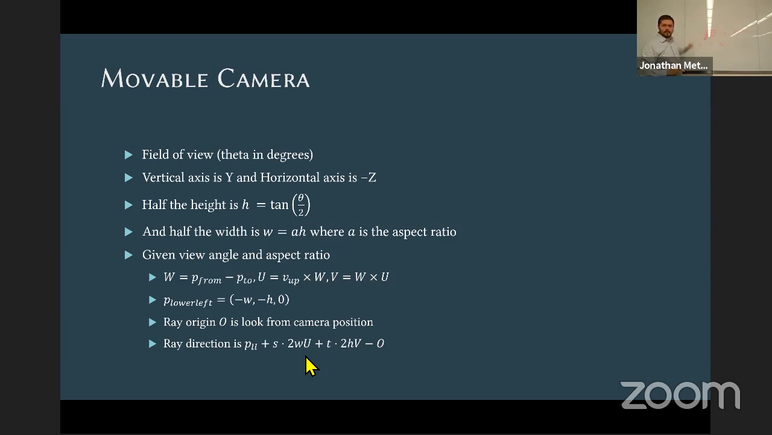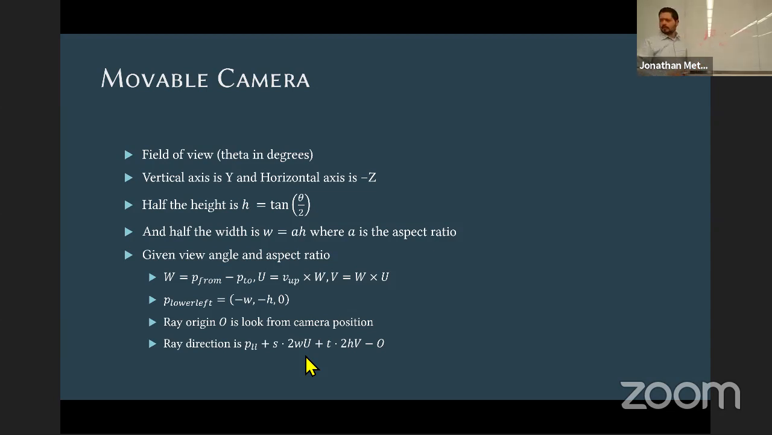I'm getting that. The part that I'm missing is when you start moving the camera, how do all of the translations follow so that all your rays are correct? Okay, yes. So this is where U and V come from.